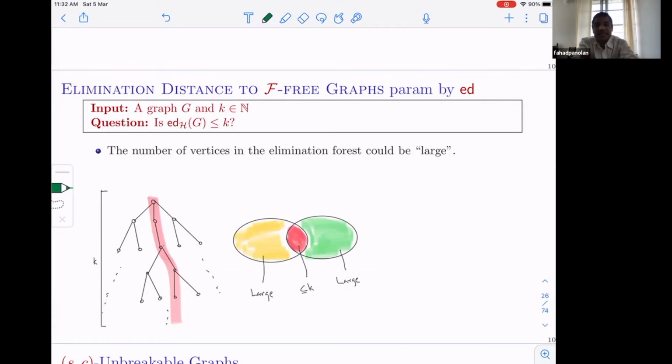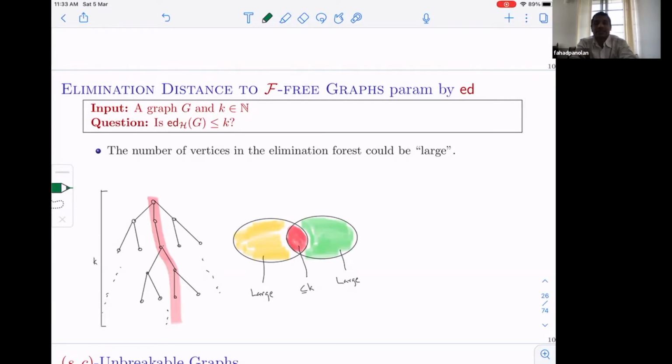Yesterday I mentioned that we will invoke a result which says that if your problem satisfies some conditions, and if you are able to solve the problem on graphs which do not contain this kind of separator, which is like a small set of vertices separating lots of vertices, then that theorem or that result is going to give us an algorithm for the problem on general graphs.